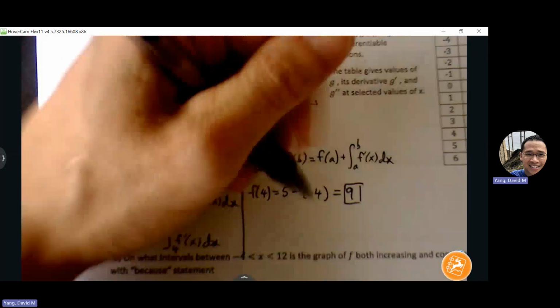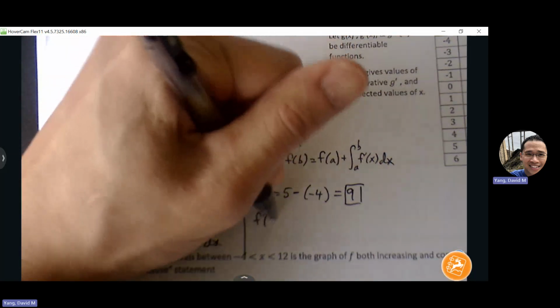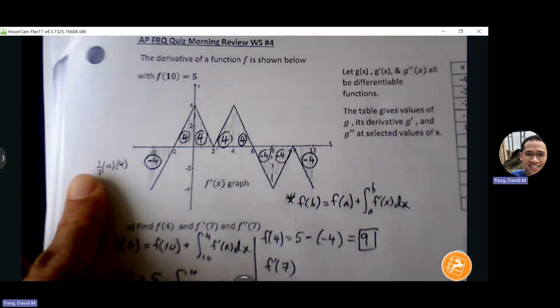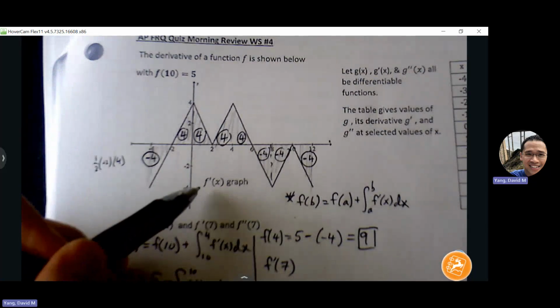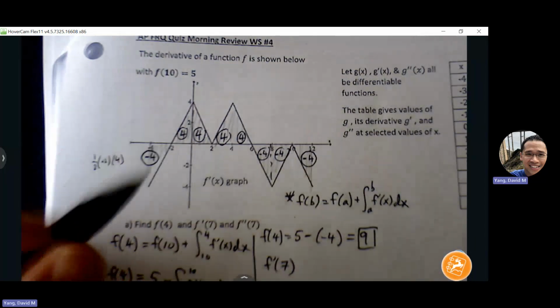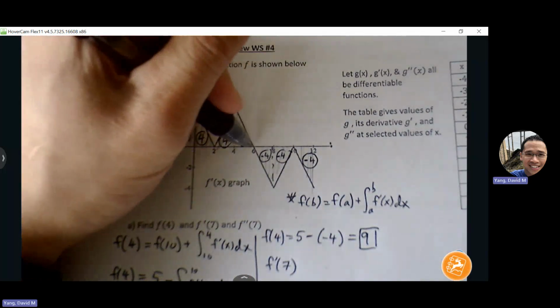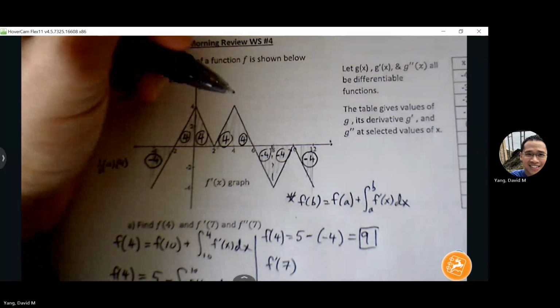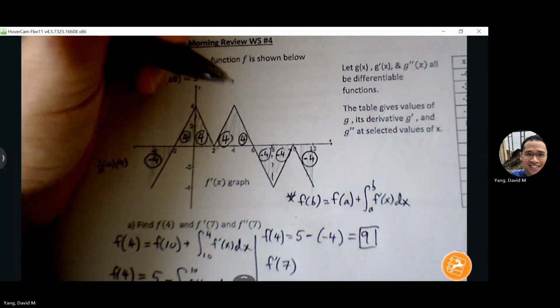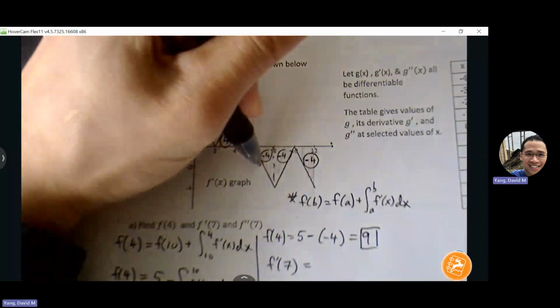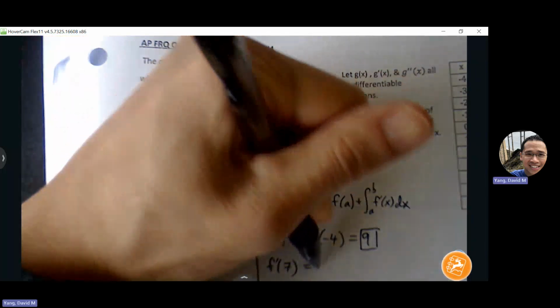Okay, next up, find f prime of 7. F prime of 7. I mean, this is the f prime graph. So f prime of 7, I should look for the what? Ordered pair, right? So f prime of 7 equals what? Yeah, just the ordered pair there, negative 2.